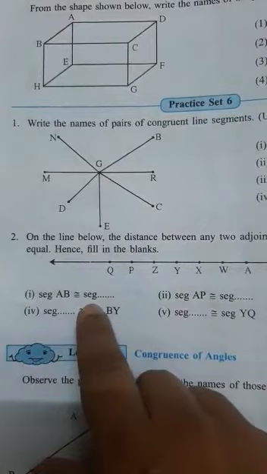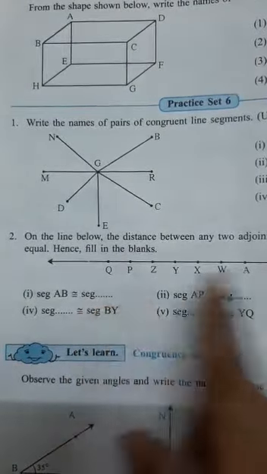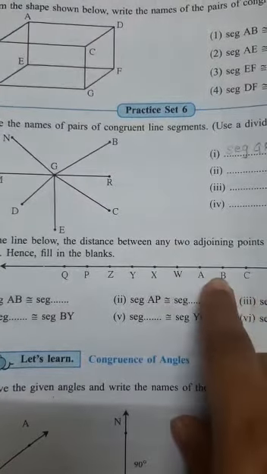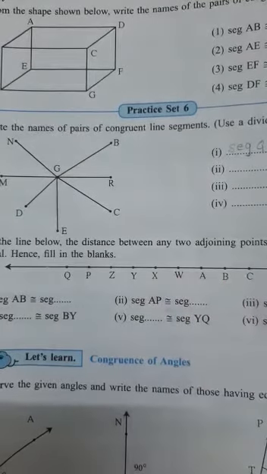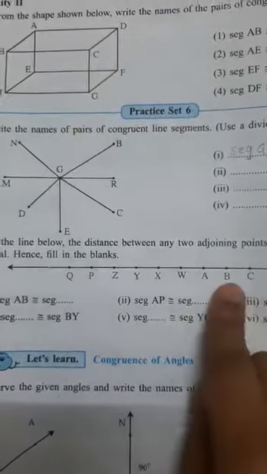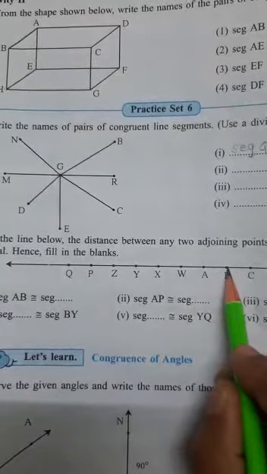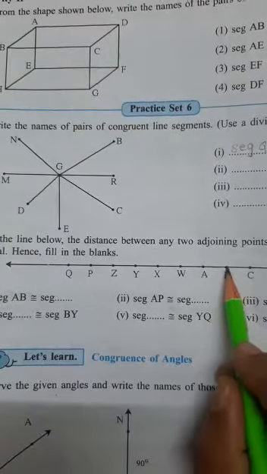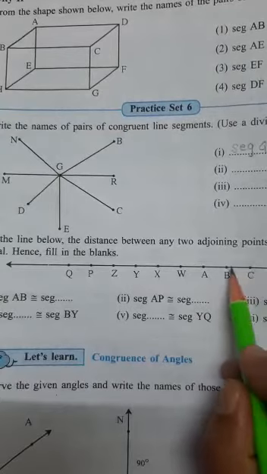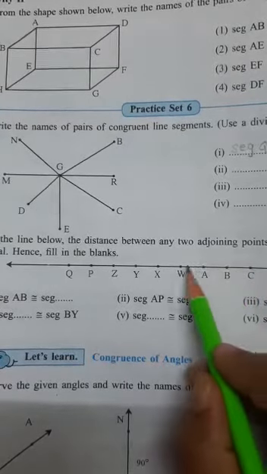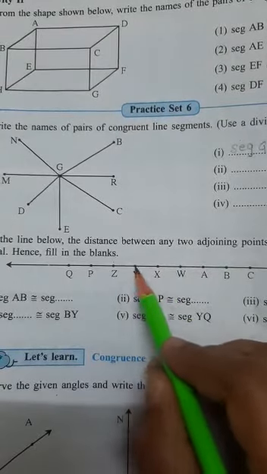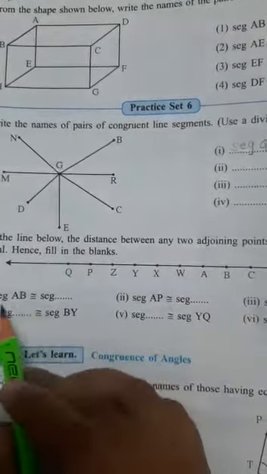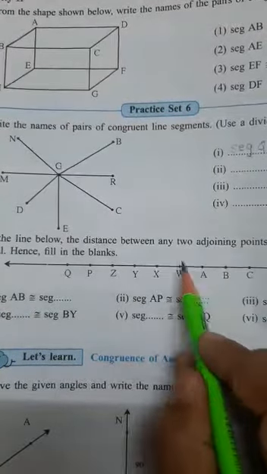Seg AB is congruent to seg dash. So let's see where is our seg AB. This is seg AB. So you have to write the other segment which is congruent to seg AB. So all these points are at similar distance from each other. So if AB is one segment, the another segment you can say as BC because it is also at the same distance. You can also take AW, you can also take XY, you can take YZ, any segment you can take from this line. So seg AB, I will take seg AW.